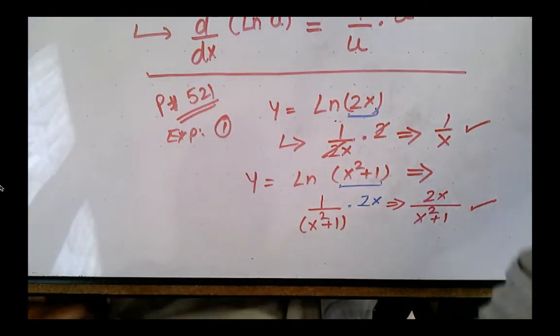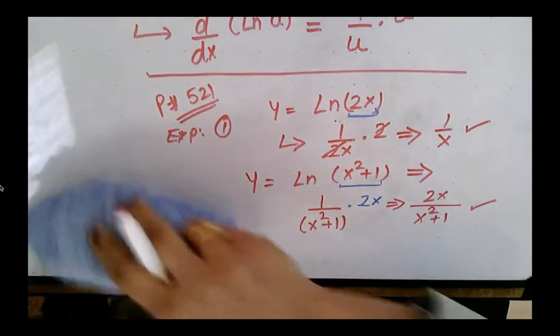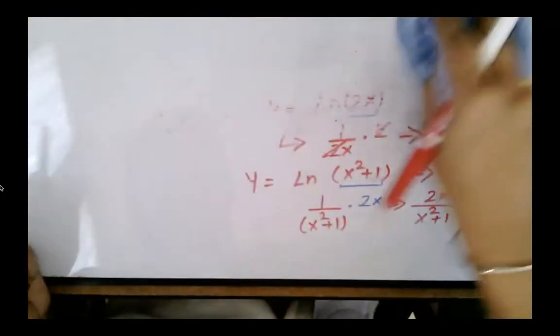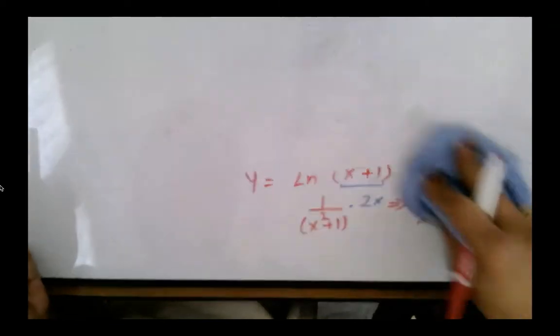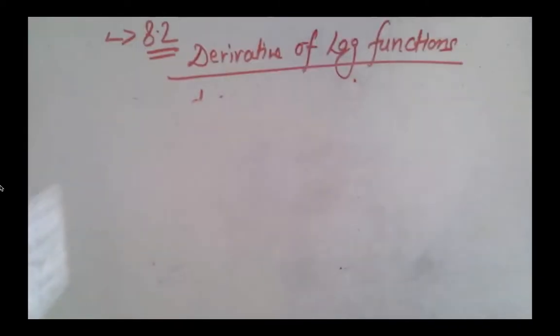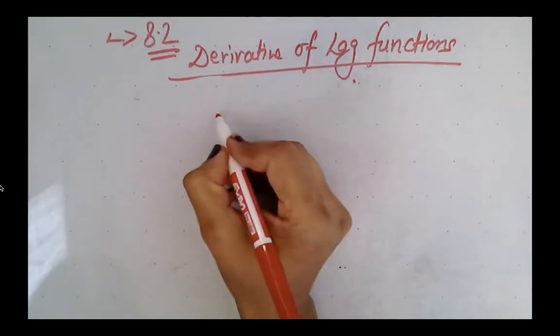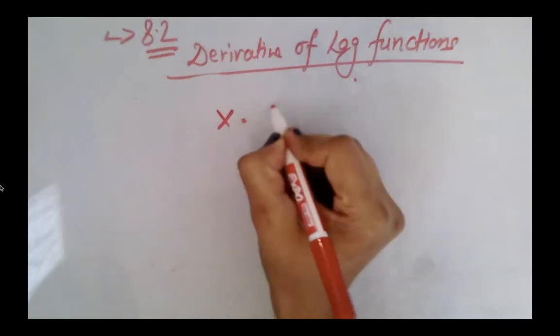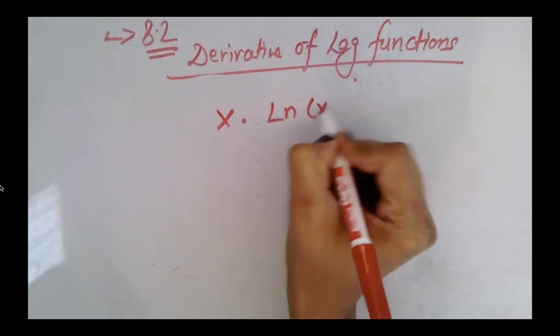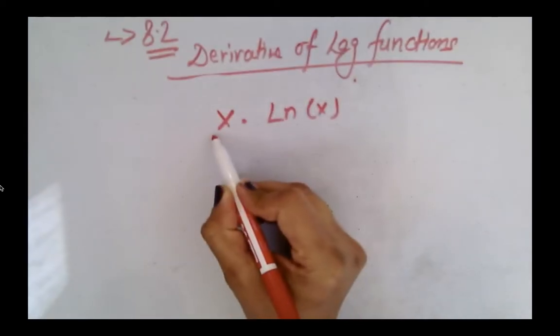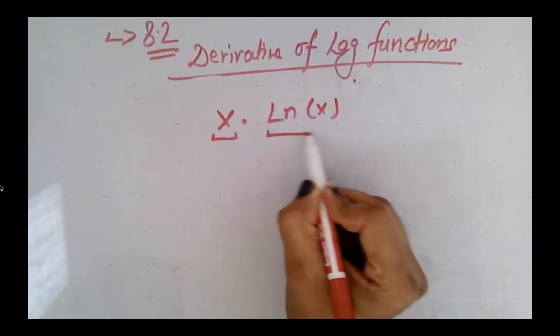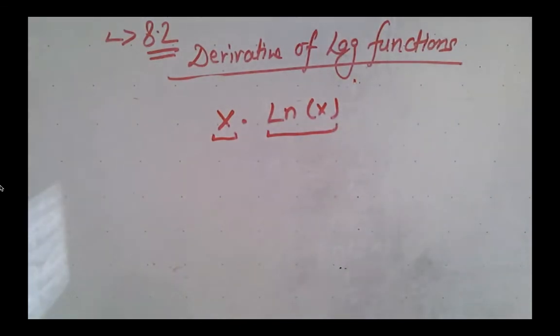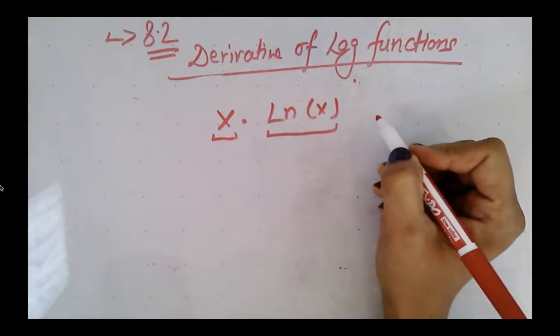All right, let's look at a few more examples on this one. If you feel like there's anything you don't understand, pause the video and go back to that step. So let's look at another example. I have x times ln x. This time I see this function getting multiplied by another function, so it's going to be the product rule with this problem.